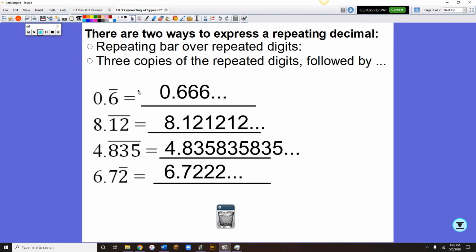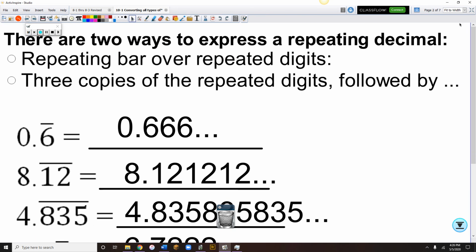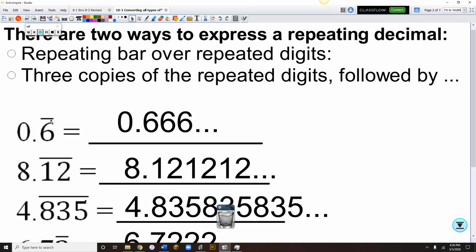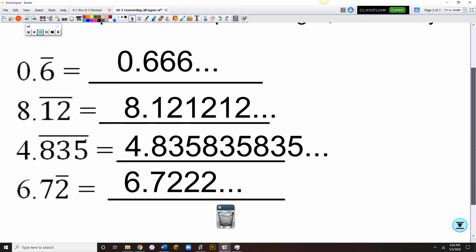Repeating decimals. I think we're all very accustomed to seeing things the way that you see on the far left. There's a repeating bar over the numbers that repeat. So if the 6 were to repeat, then it gets the bar. If the 1 and the 2 repeat, for the 8.12 repeating, then the bar extends all the way over. Okay, 2 digits repeating. At the bottom we have 6.7 and only the 2 repeats.